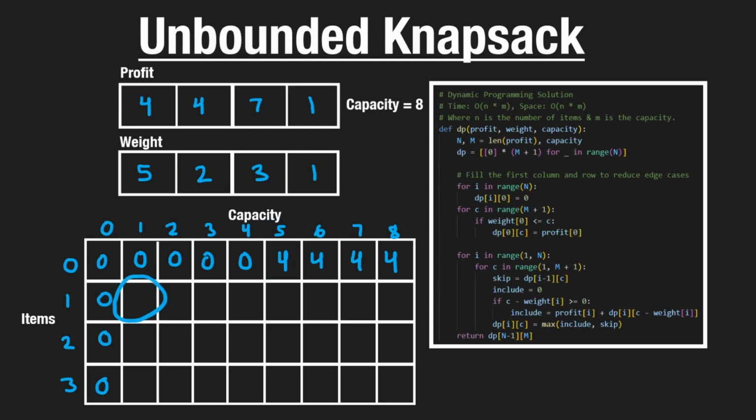And then when we get to the next position over here, we have access to 2 items. We have access to the first item and the second item.